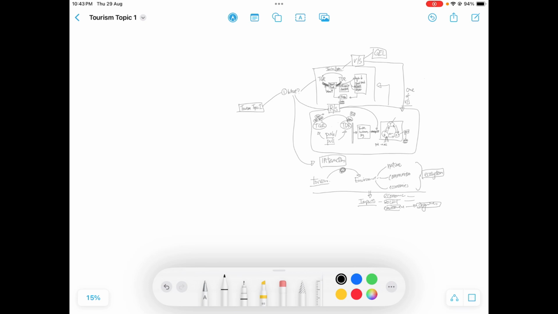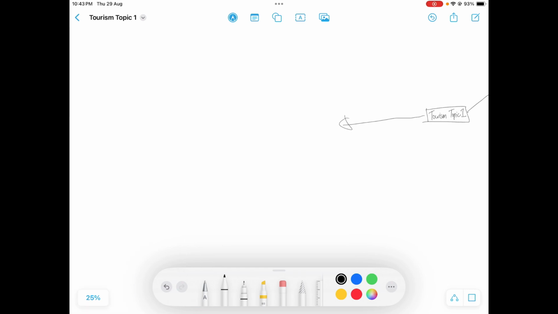Alright, so let us now move on to topic 1.2. Okay, so now we have established the basic information. Let us now go into something else, which is topic 1.2, whereby what led to the growth of tourism. Okay, the growth of tourism. So that's topic 1.2, right?